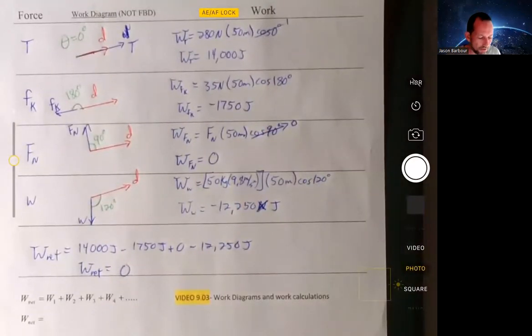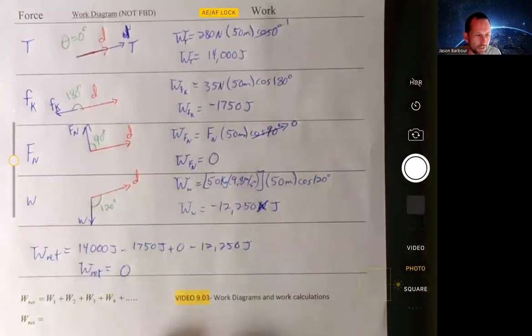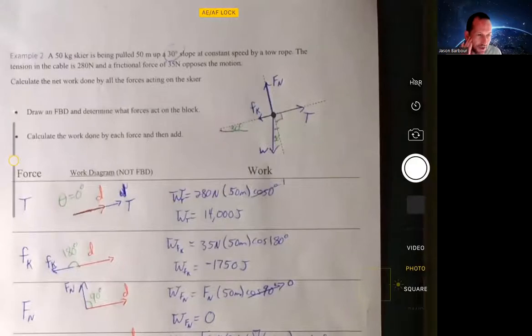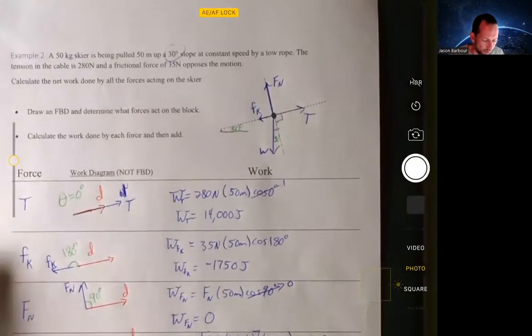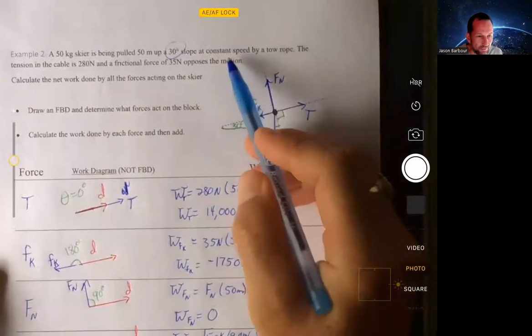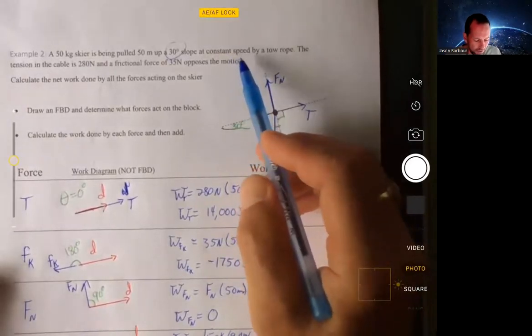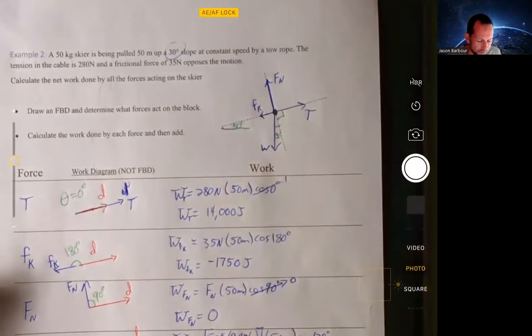That might seem surprising at first, but we were finding the total work done by all the forces, not just the non-conservative ones, but all of the forces. And since the object was moving at a constant speed, it actually does make sense that the total work done by all the forces is 0.